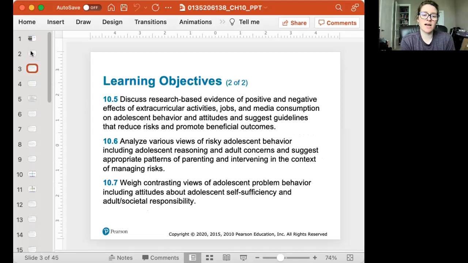Sixth, analyze various views of risky adolescent behavior, including adolescent reasoning and adult concerns, and suggest appropriate patterns of parenting and intervening in the context of managing risks. And seventh, lastly, weigh contrasting views of adolescent problem behavior, including attitudes about adolescent self-sufficiency and adult societal responsibility.